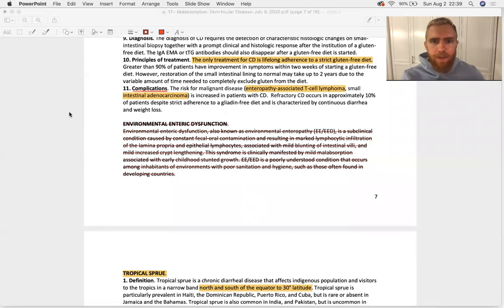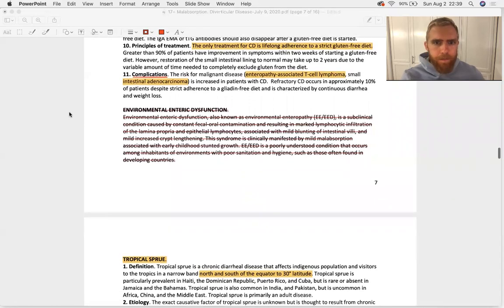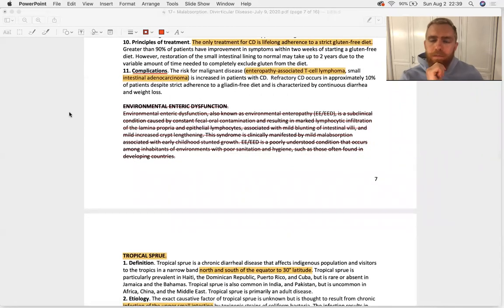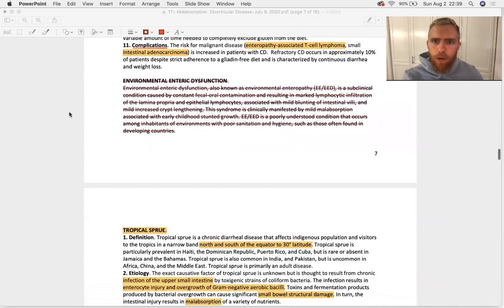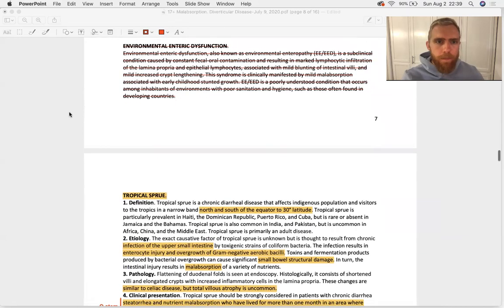So wrapping up celiac disease, how do you treat it? Don't eat gluten. Can't drink beer, but you can have liquor, white liquor. Complications, two big ones: enteropathy-associated T-cell lymphoma and small intestinal adenocarcinoma. Increased incidences. I know we've seen that enteropathy-associated T-cell lymphoma in a prior SDL. I'm totally blanking on it right now, but go back and brush up on it, as I shall.